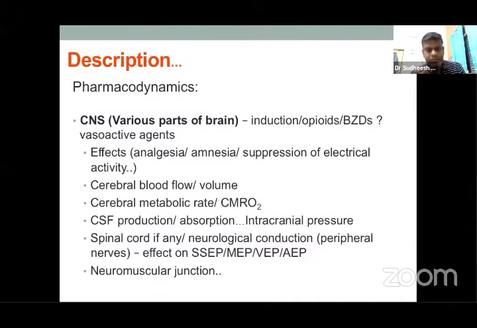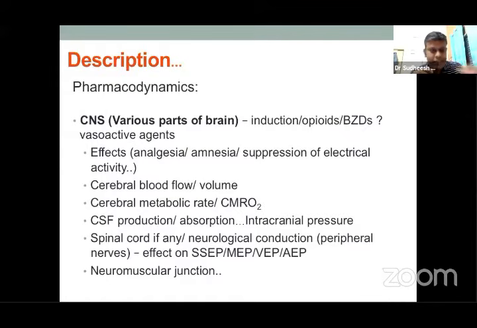And the effect of these drugs on the peripheral nerves, basically on their conduction. If you understand these things, you will be able to interpret the various monitoring tools such as somatosensory evoked potential, motor evoked potential, visual evoked potential, auditory evoked potential, etc. in a better way, because all these things will have some amount of influence on the readings of these various monitoring systems. So in order to interpret them properly, it's very important that you understand the effect of these drugs on nerve conduction, so that you can interpret these results properly.